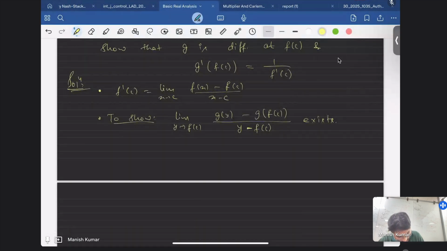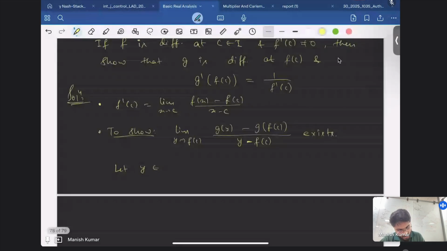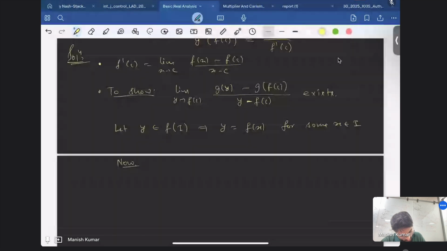Okay, so for that, let y belong to the image set. So g(y) is defined on the domain of g, and the domain of g is f(I). So if I choose y to be from f(I), this implies y is equal to f(x) for some x. Okay, so now let me try to write this: (g(y) minus g(f(c))) upon (y minus f(c)) would be equal to (g(f(x)) minus g(f(c))) upon (f(x) minus f(c)).